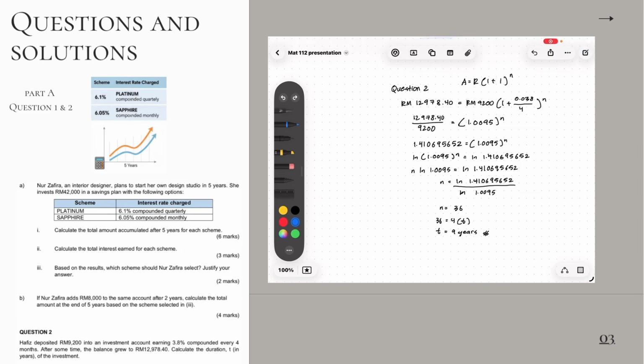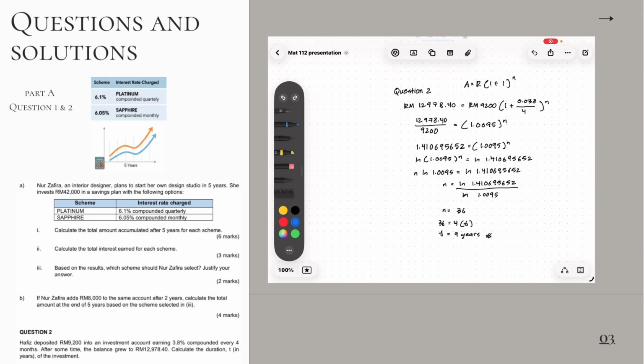For question 2, Hafiz deposited 9,200 into an investment account, earning 3.8% compounded every 4 months. After some time, the balance grew to 12,978.40, and calculate the duration in years of the investment. For this question, we have to use the annuity formula, which is A equals P (1 plus i over n) to the power n. So we take 12,978.40 equals 9,200 (1 plus 0.038 over 3), which is because it is compounded every 4 months, and the n is the amount we are searching for.